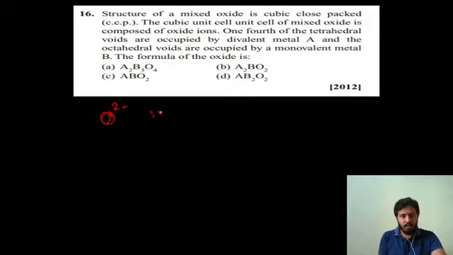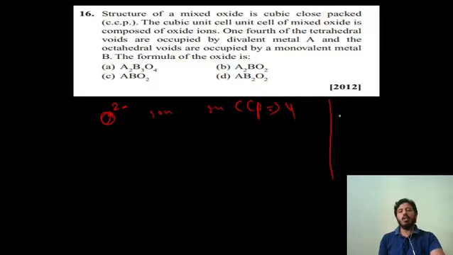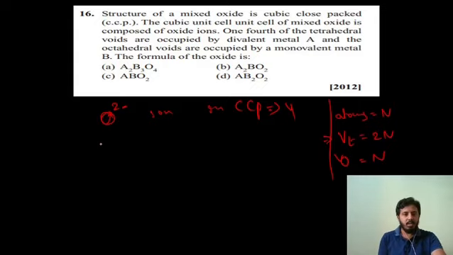O2- ion in CCP. We know the total number of atoms present in CCP, FCC, HCP is 4. And we have one relationship: if the total number of particles or atoms present in a crystal is n, then tetrahedral voids will be 2n and octahedral voids will be n. So apply this relationship between atoms, tetrahedral and octahedral voids, so that tetrahedral voids will be 8 and octahedral voids will be 4.